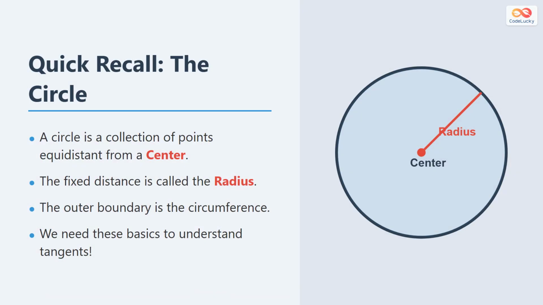Before we dive in, let's quickly recall the basics of a circle. A circle is defined by a center point and a fixed distance from that center, called the radius. The boundary of the circle is the set of all points that are exactly this radius distance away from the center. Keeping these definitions in mind is crucial for what comes next.